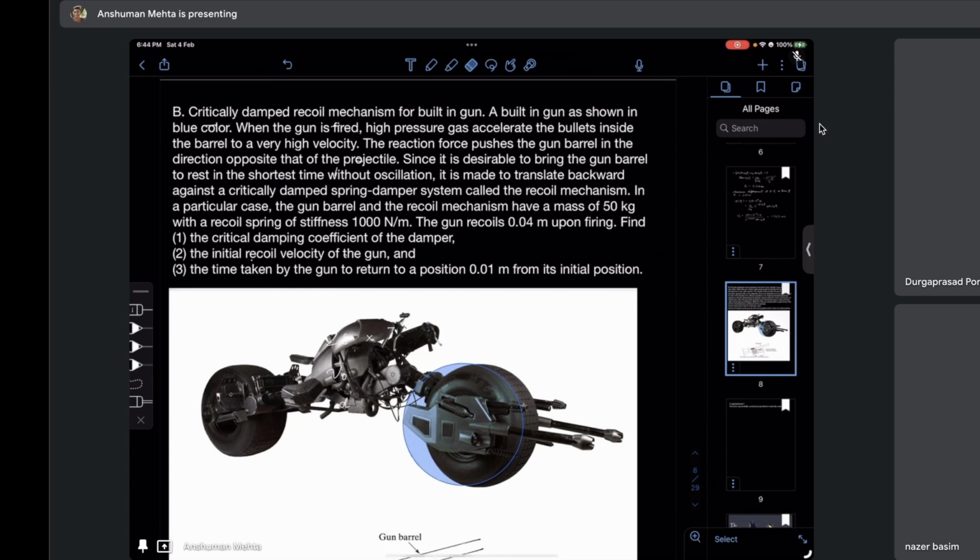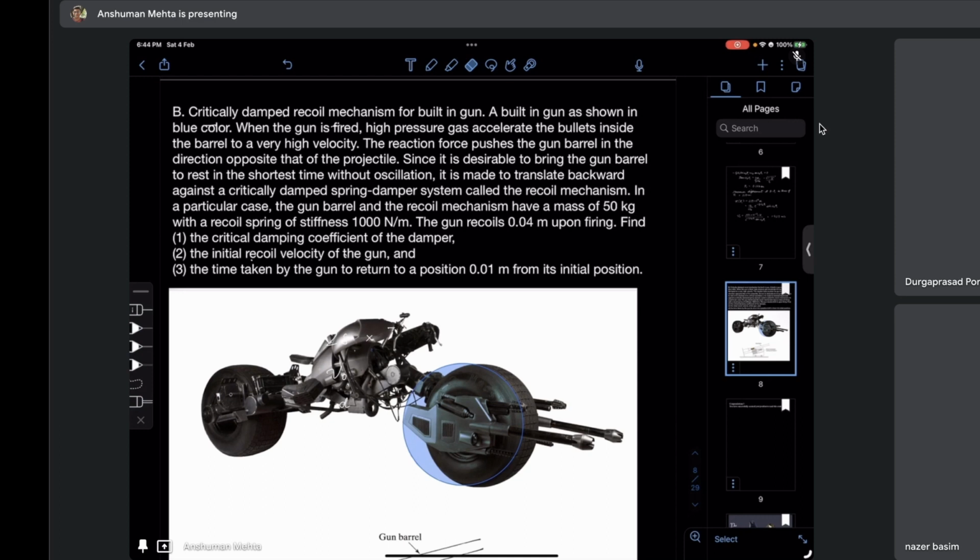This is very important: time is of the essence, and we have to bring the gun barrel to rest in the shortest time without oscillation. The shortest time without oscillation is where critically damped systems are designed, and so recoil mechanisms generally have a critically damped system.